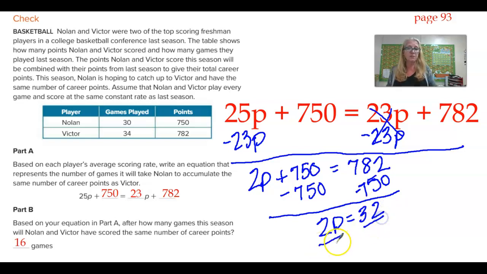Then we divide both sides by 2 to get p equals 16.